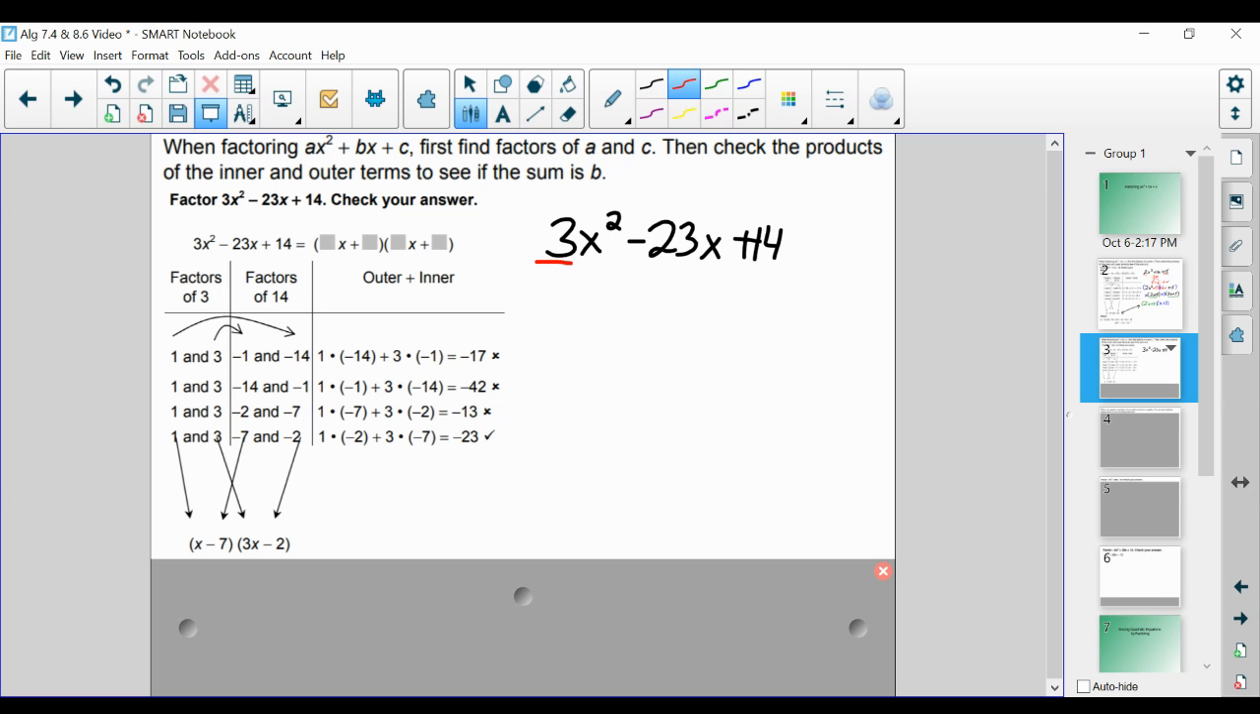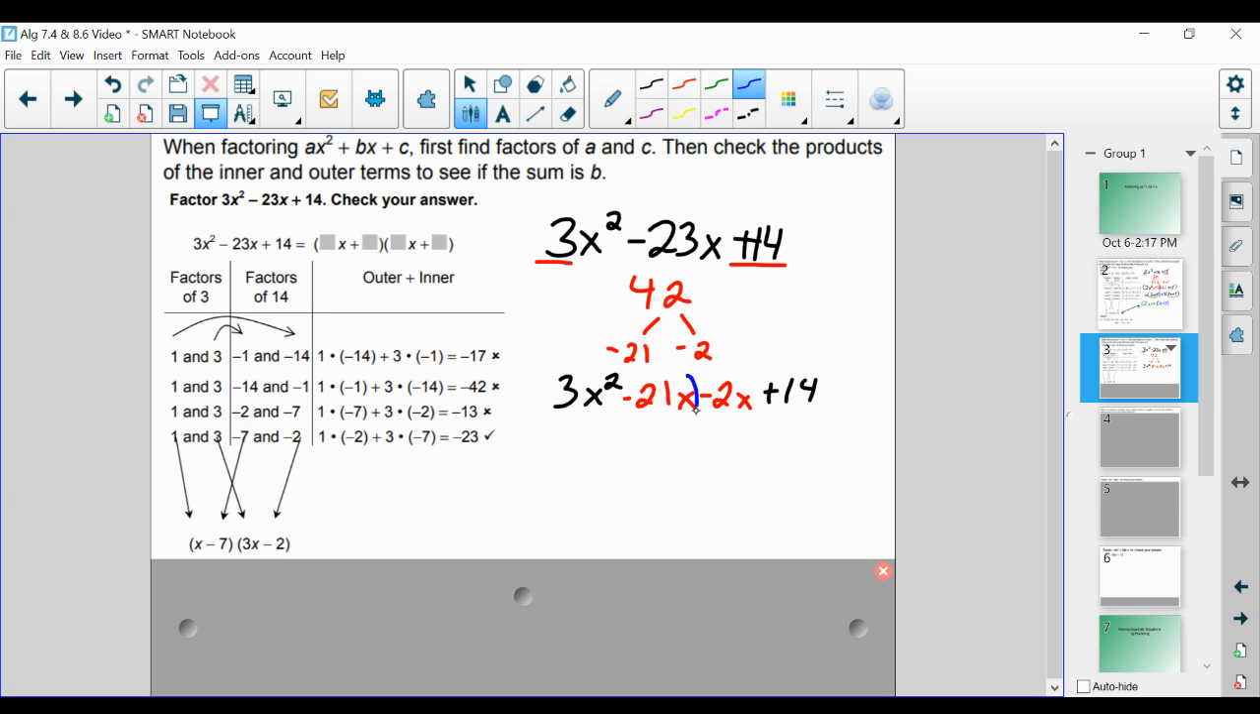So I'm going to multiply that a and c value, and we get positive 42. We need factors of positive 42 that add up to negative 23. Now, two numbers that multiply to give us a positive, both of them can be positive, or both of them can be negative. And now we need to think of factors of 42 that add up to 23. We're going to get 21 and 2. So we're going to replace. We have 3x squared now minus 21x minus 2x, because that is negative 23x plus 14.